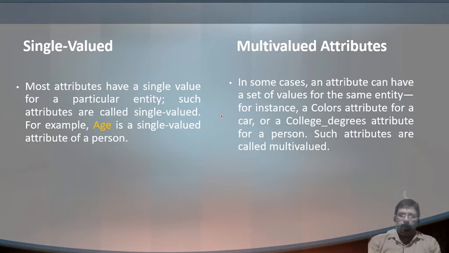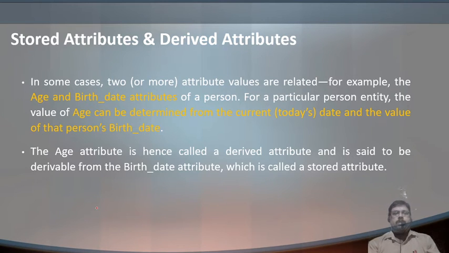Such attributes which have more than one value are called multi-valued, and the attribute which has a single value is called single valued. The name itself suggests: single value means the attribute can have only one value. Multi-value means the attribute can have more than one value.